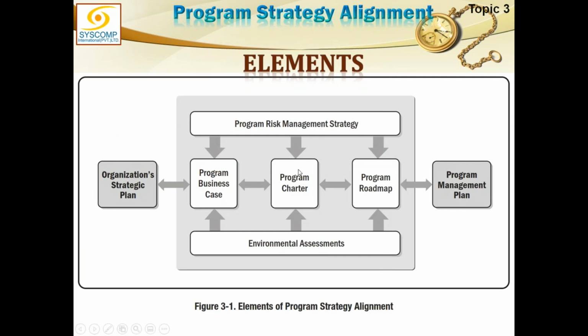Okay, this diagram will show you the environment assessment. Going on, program risk management strategy, organizational strategic plan. In compliance with that, we will first create or develop a program business case. As a result of that, the program charter will be issued. As a result of that, a program roadmap will be created, and ultimately the project management plan will take birth.